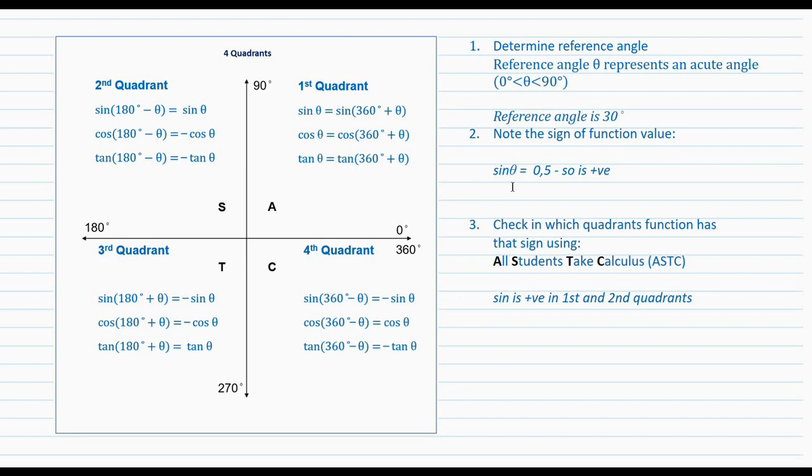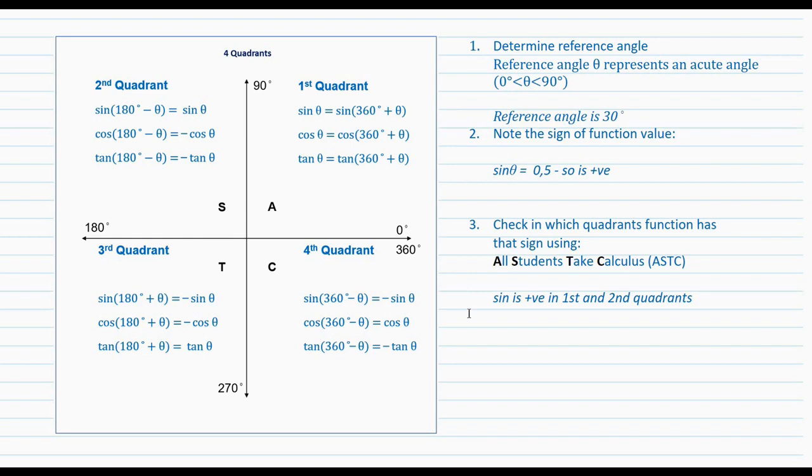So coming back to the third step, we know our reference angle theta is 30 degrees, and we know our function is sine and it's positive. And then by the third step, we check in which quadrants the function has a positive sign. And from the abbreviation ASTC, we can tell that it will be positive in the first quadrant where all functions have a positive sign, and it will be positive in the second quadrant where only sine has a positive value.